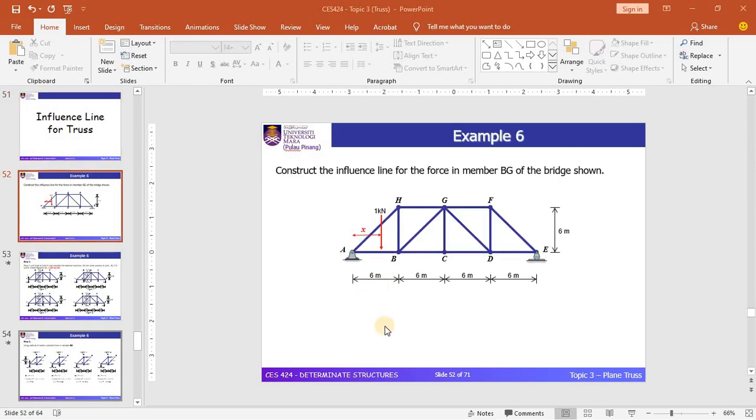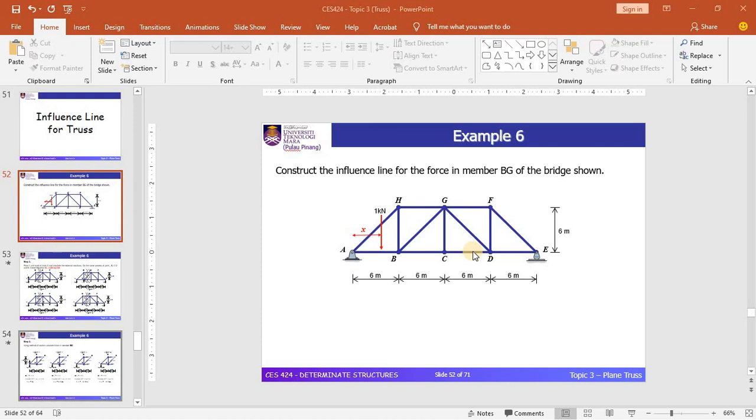Okay, so based on this example 6, I'm going to draw the influence line diagram for one of the members in the truss structure, which is referred to as member BG. The moving load will give different values of internal force in the member BG. So the concepts remain the same.